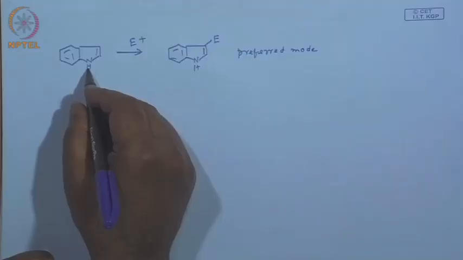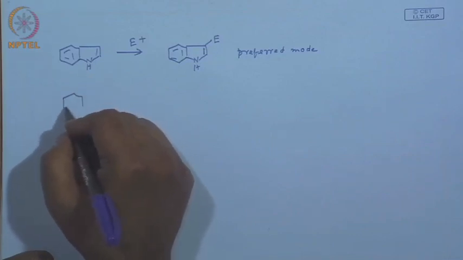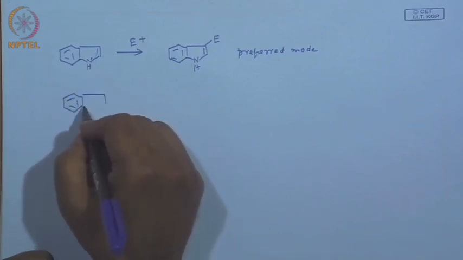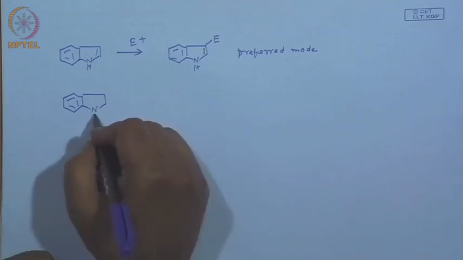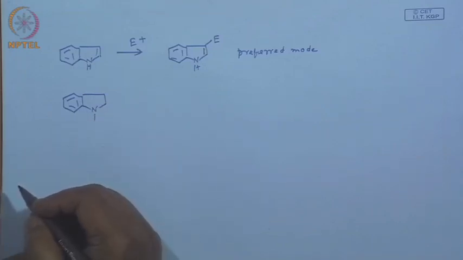There is no direct way. Well, if the 3 position is blocked, obviously then the next position is available, that is the 2 position. And so, what you have to do? You have to do a protection of NH and do lithiation. How is that? One of the ways available is to do a protection. Now, again protection and deprotection should be disliked by organic chemists, because it unnecessarily reduces the yield and increases the number of steps. So, you have to be a little careful about choosing the right protecting group.